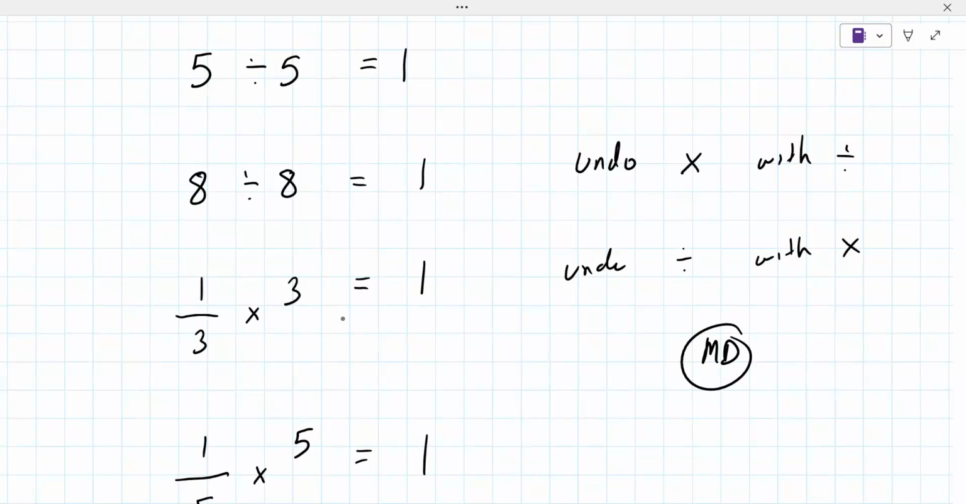Actually, they're like flips of each other. Same with addition and subtraction. So why does that matter? Well, let's look at some problems here.